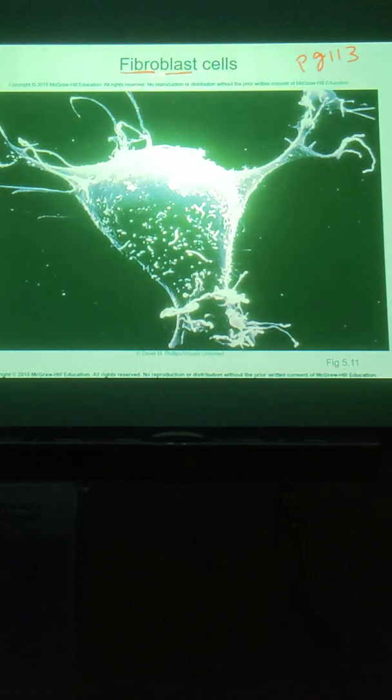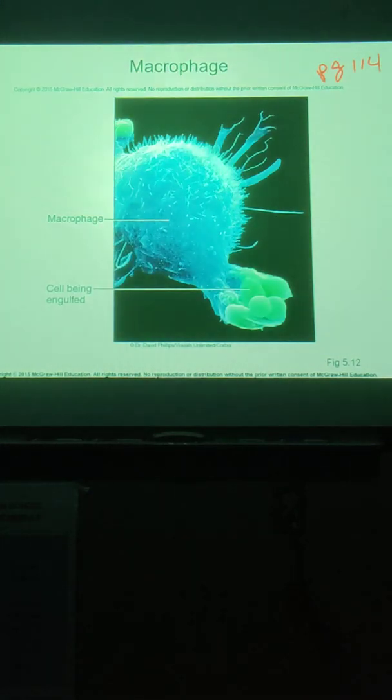Whatever's in front of the word blast or clast tells you what's being made or broken down. In this case, fib, add the R, add the O. That means fibrous type tissue. Blast means being created. Macrophage, remember phage means to eat. Macro is large. So these are large cells that are eating or engulfing items that have no use in the human body.